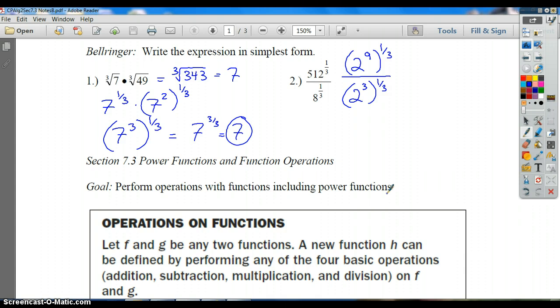So when we actually do this, because it's division, I'm going to subtract those exponents. So this would actually be 2 to the 6th raised to the 1/3, which is then going to be 2 to the 6th over 3, which we all know is 2 squared.